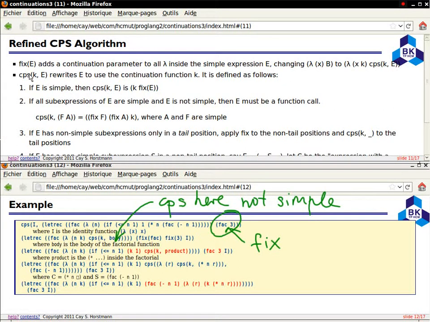Okay, so let's see, what did I do? So I applied fix here. Fix adds a continuation, changing lambda x b to lambda x k, CPS k e. Wait, if fix is applied to non-tail position, right? And factorial is tail position. This is the non. Oh, I see.